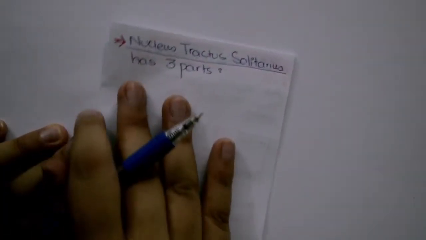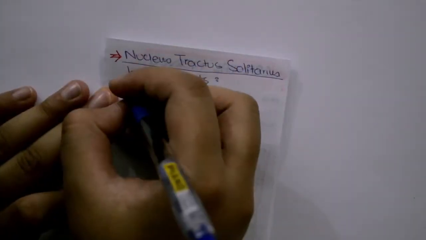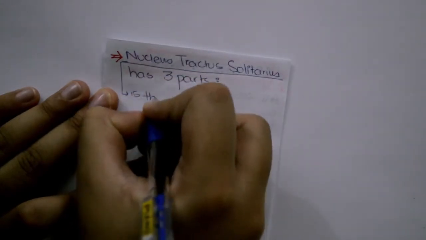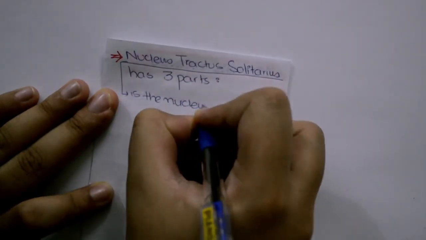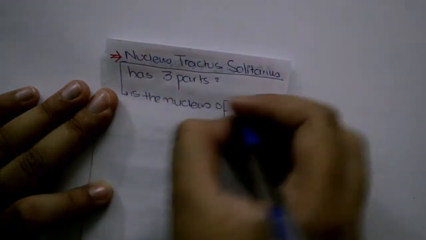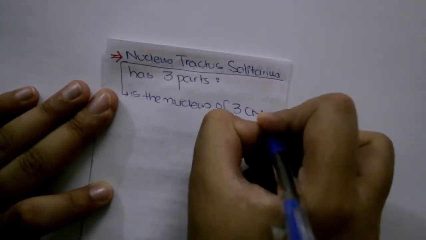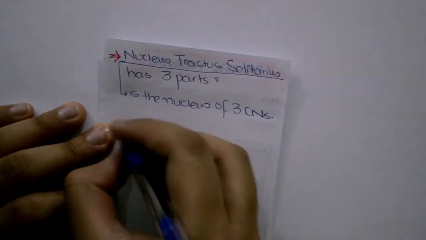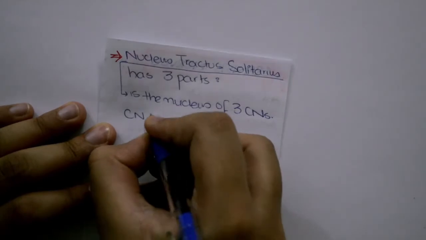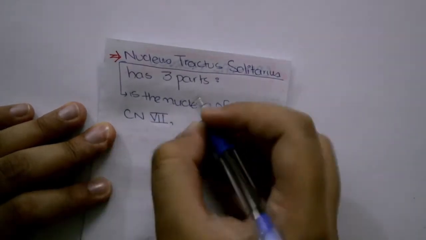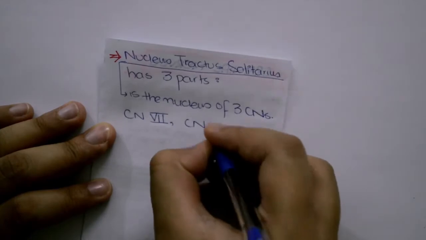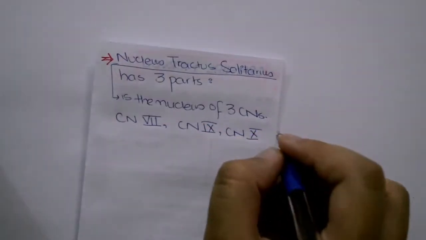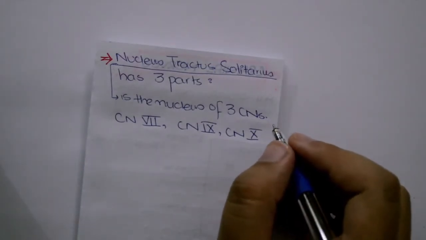So it is a nucleus of three cranial nerves. Which three cranial nerves is it a part of, or the nucleus of? The cranial nerve 7, the cranial nerve 9, and the cranial nerve 10. This nucleus is a part of these three cranial nerves.